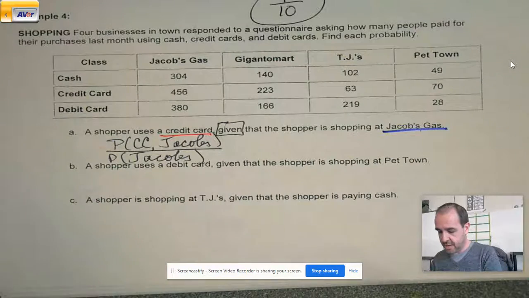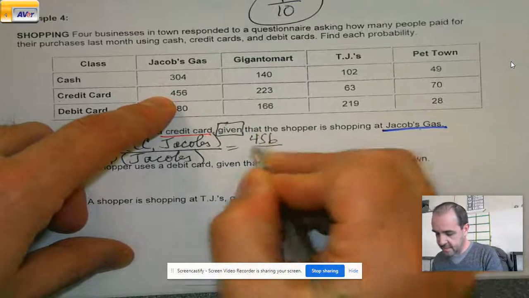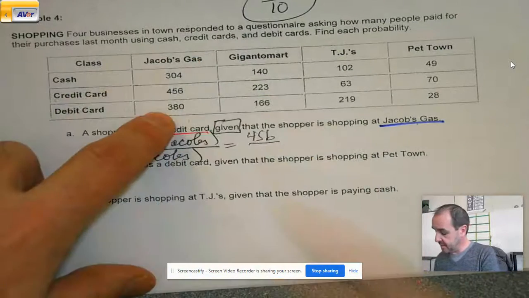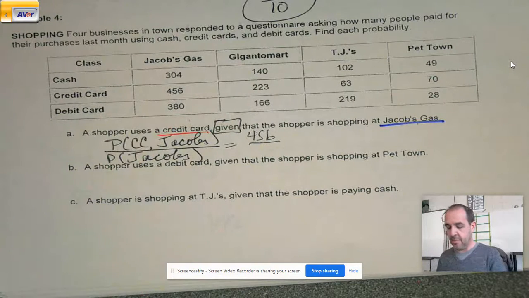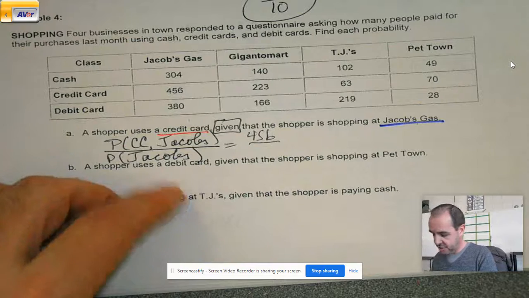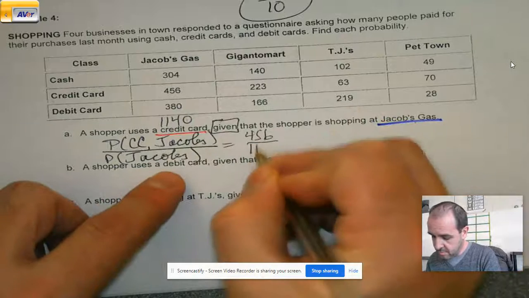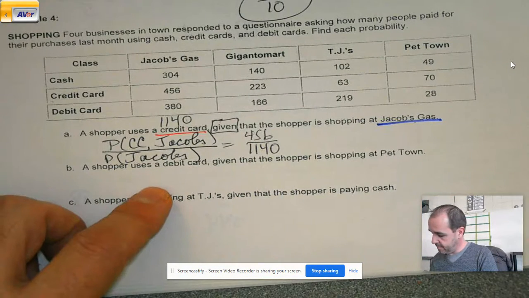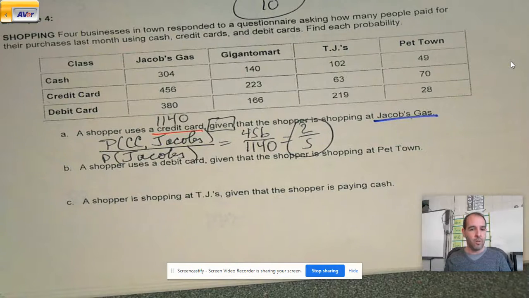Jacob's, let's see here. Credit card Jacob's, bang. 456. Over the probability of Jacob's. Okay, I don't know that. So what you're basically telling me is the number in the denominator, most of the time you're going to have to just calculate it. Yeah, I'm saying that. Total them up. Rock and roll. And that's all I've really got to watch for.